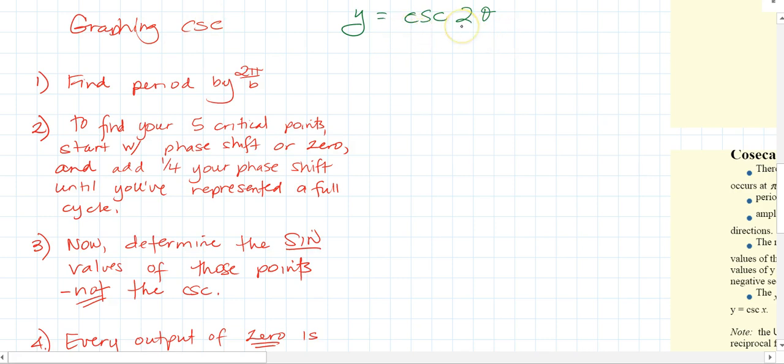in this or anything. I just want to think of it as the sine of 2 theta. And I'm going to get all the relevant points for this, just like I was doing sine of 2 theta. But when I'm done, I graph it a little bit differently. Let me show you. Okay, step 1, find the period by doing 2 pi over b. Remember, just think of it as this. So 2 pi over 2 is pi. So in this case, it's pi.